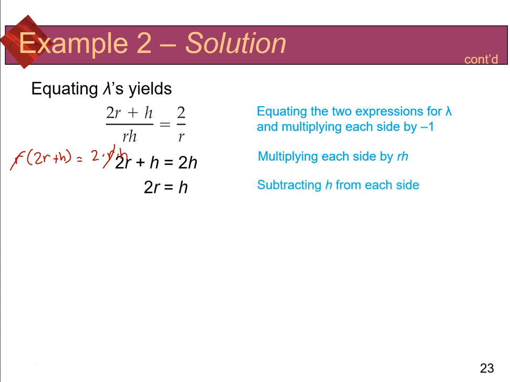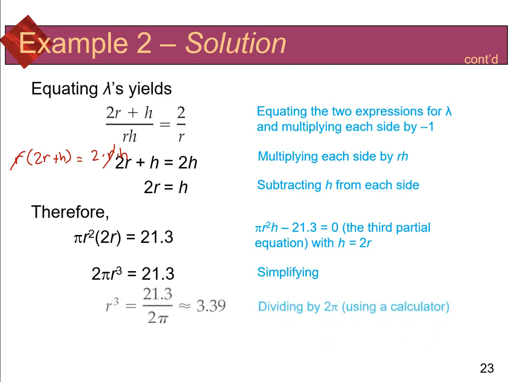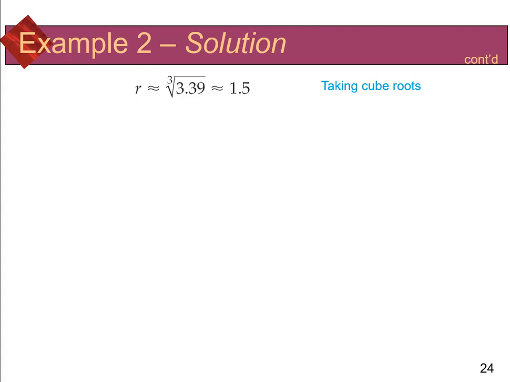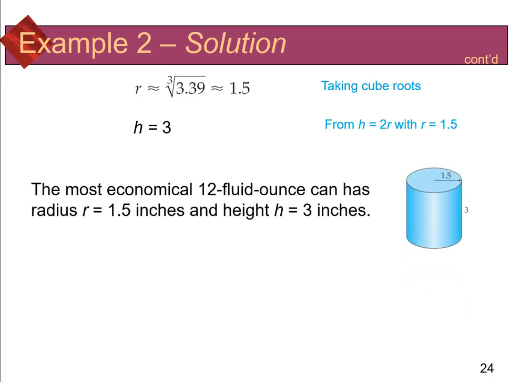2r is going to equal h, which means I could go to my volume equation, which is my constraint equation as well, and replace h with 2r. I would get 2 pi r cubed equaling 21 over 0.3. I would divide both sides by 2 pi, and then take the cube root, and I would get about 1.5, which means that the height would be about 3. So the most economical can would be a radius of 1.5 inches and a height of about 3 inches.